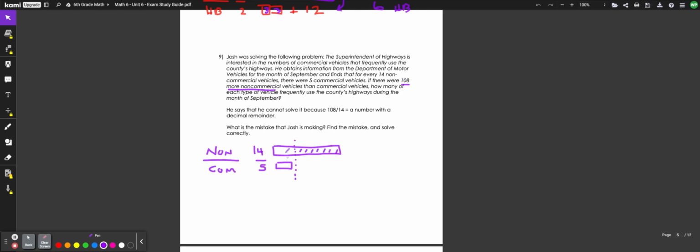So if I subtract this 5 from 14, if this represents 5 pieces of tape and this represents 5 pieces of tape, that means what's left is 14 minus 5, which is 9. So this 9 is equal to the 108 vehicles. Well, how would I figure out what one piece of tape is of this 9? Well, 108 divided by 9, and we get 12.